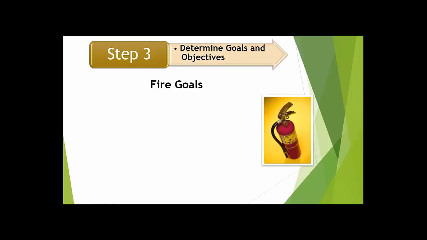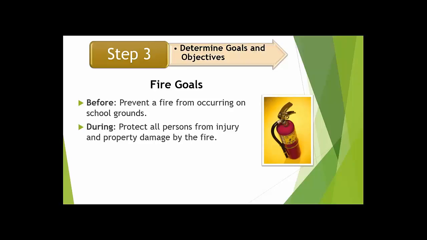As an example, we'll look at some fire goals. The planning team should develop at least 3 goals for addressing each threat or hazard. However, you can always identify more if you feel that it's necessary. Those 3 goals should indicate the desired outcomes for before, in this case, to prevent a fire from occurring; during, we want to protect all persons from injury and property damage by the fire; and after, provide necessary medical attention to those in need.